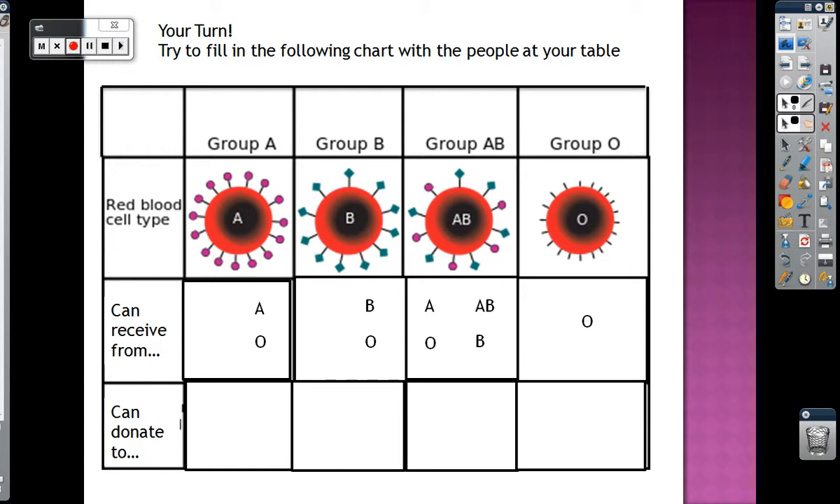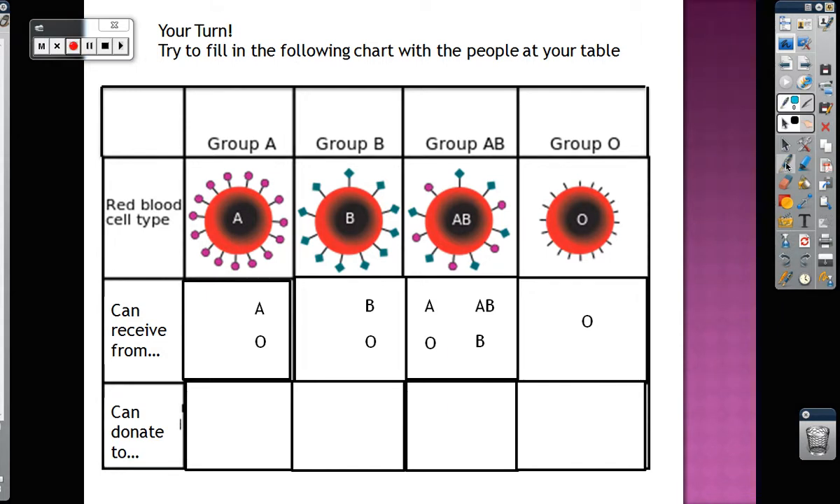They can't receive from anybody else. Remember, someone with type O blood has antibodies for both A and B, so that eliminates receiving from a person with type A blood, a person with type B blood, or a person with type AB blood. That's why, if you notice, type O can donate to anyone. That's why often the person with type O blood is called the universal donor.